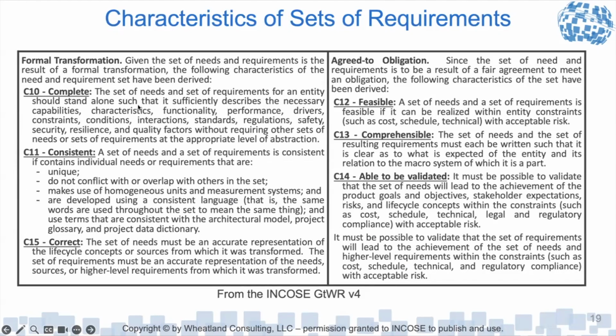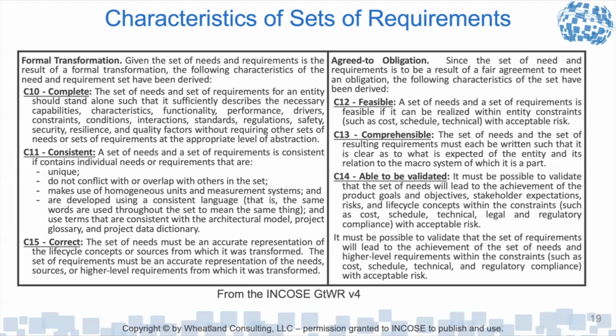So again, from a formal transformation, from the needs, we want our requirement set to be complete. We want consistency within the set and also with other artifacts. And we want to make sure we have a correct set of requirements. From an agreed to obligation standpoint, even though the individual requirements are feasible, we want to make sure that the set as a whole is feasible, that it's comprehensible. So when someone looks at that set of requirements, they understand what it is that is going to be developed and what needs to be delivered.